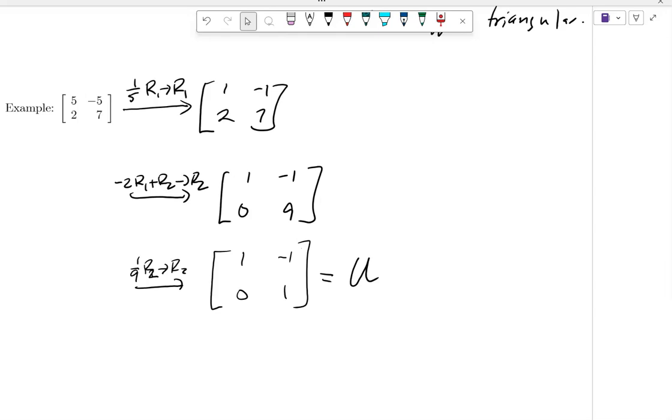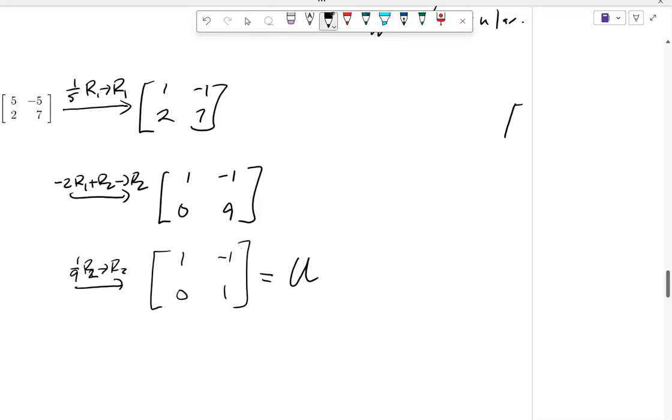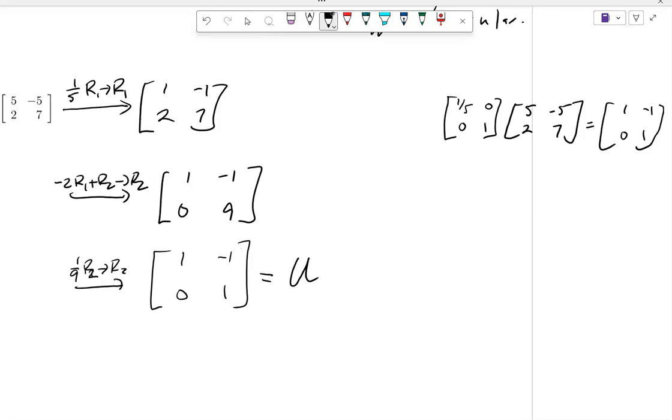All right. So let's think about what we just did. We started with the matrix 5, -5, 2, 7. We ended with the matrix 1, -1, 0, 1 by doing a series of row operations, right? The first thing we did was multiply row 1 by 1/5, right? And then we multiplied row 1 by -2 and added to row 2. And then we did 1/9 of row 2. Those were the row operations we did, weren't they?